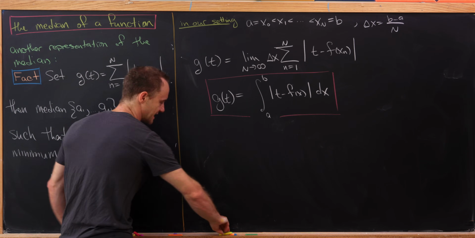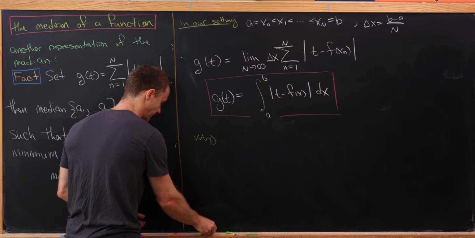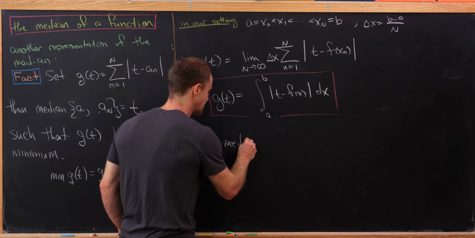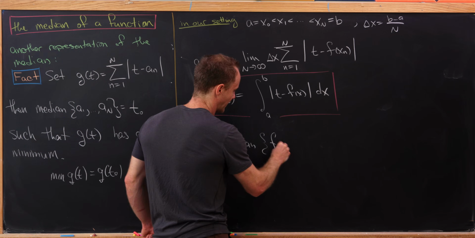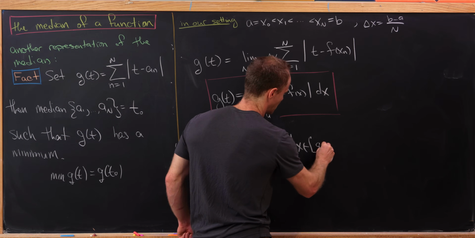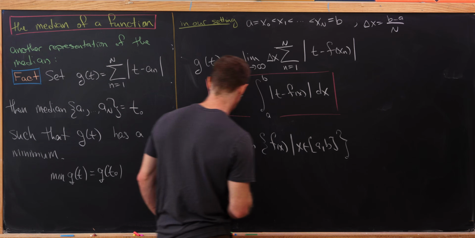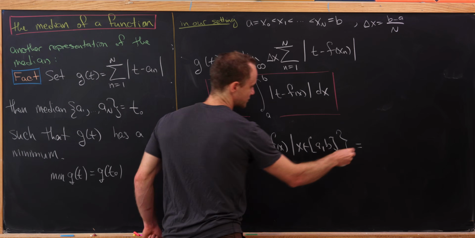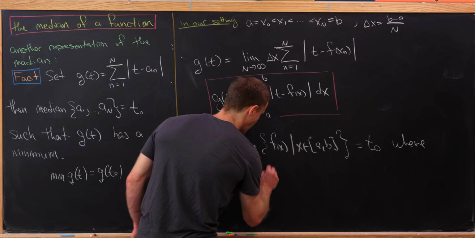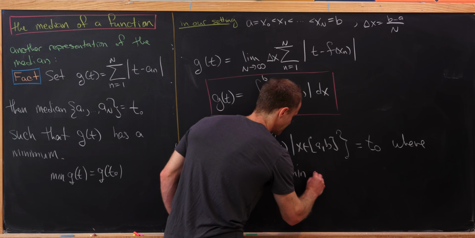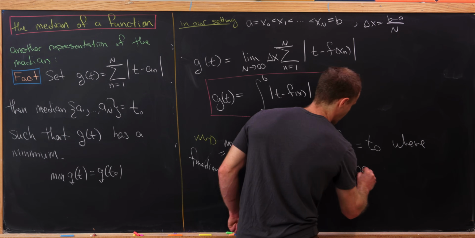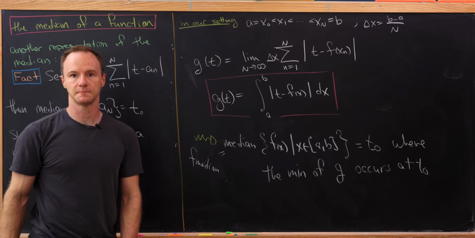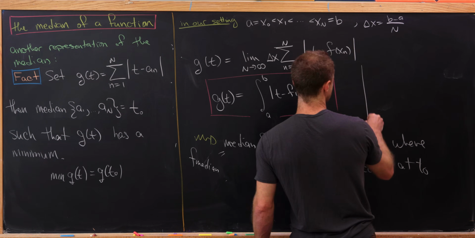And that really motivates the following expression for the median of a function. So I'll just say that the median of f of x as x ranges over all of a to b, which we'll maybe call f sub median, is equal to t naught, where the minimum of g occurs at t naught. Okay, cool. So now let's look at graphically what's going on here.